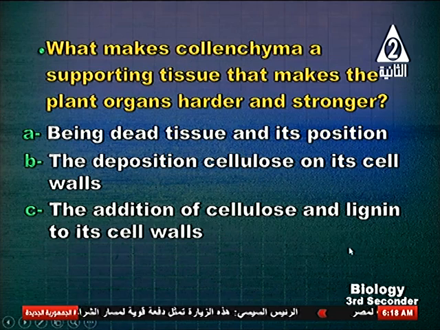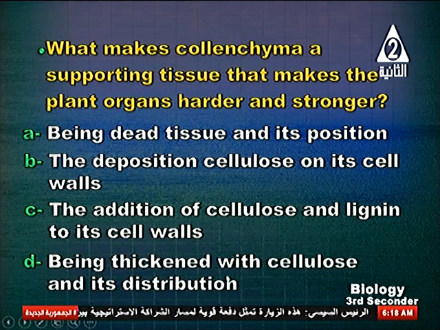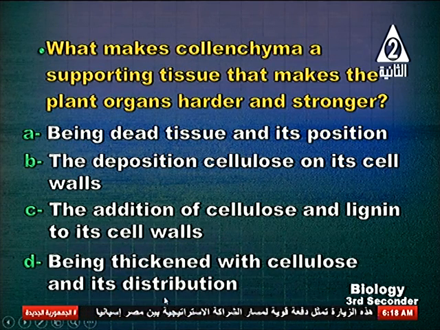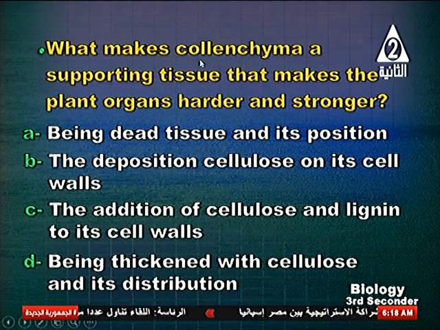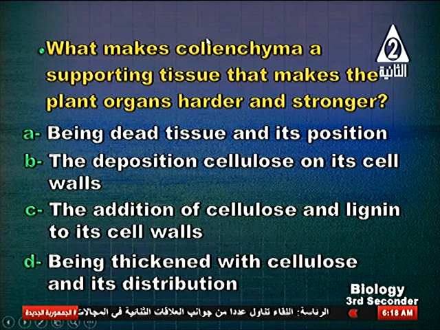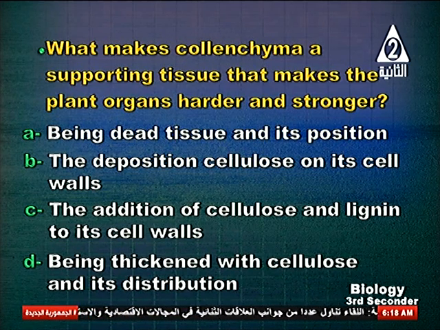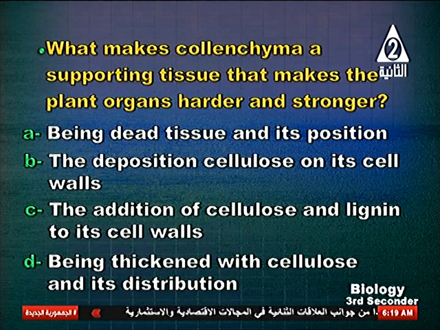So A is wrong, C is wrong, B is a good answer. Let's see D. Being thickened with cellulose or its distribution, it is the correct answer, because as I said to you, collenchyma is thickened with cellulose irregularly. It is distributed between the corners of the cells from outside.